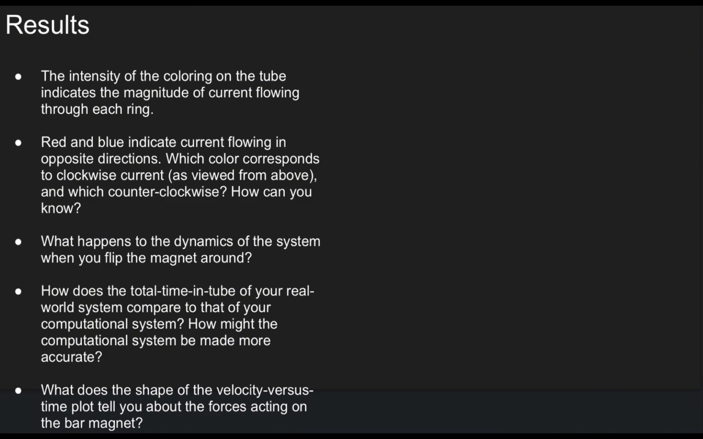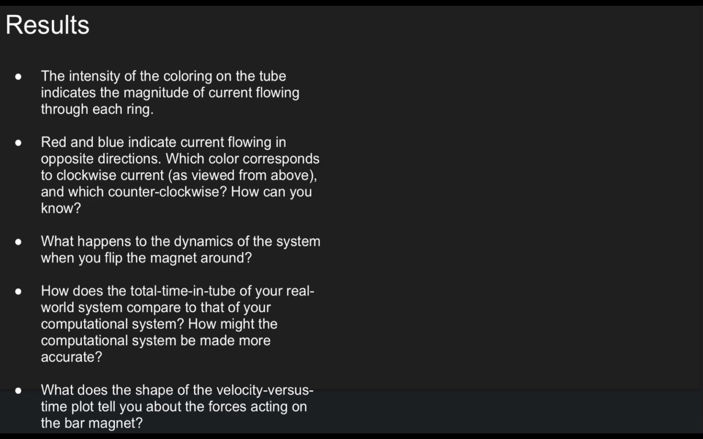The results show that the intensity of the coloring on the tube indicates the magnitude of the current flowing through each ring. The blue shows clockwise and the red shows counterclockwise. When you flip the magnet around, the system acts in the same way, but the blue and the red colors will switch.